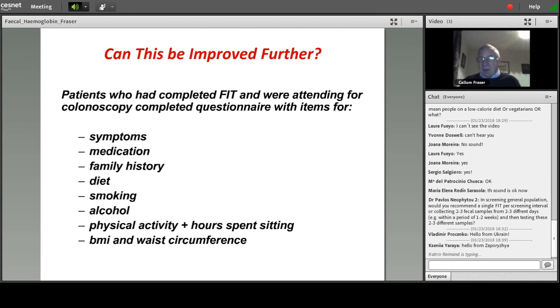Although fecal hemoglobin per se, as a single test, along with clinical impressions and the full blood count and so on, actually are proving very, very useful in the assessment of patients in primary care, as I've demonstrated to you.